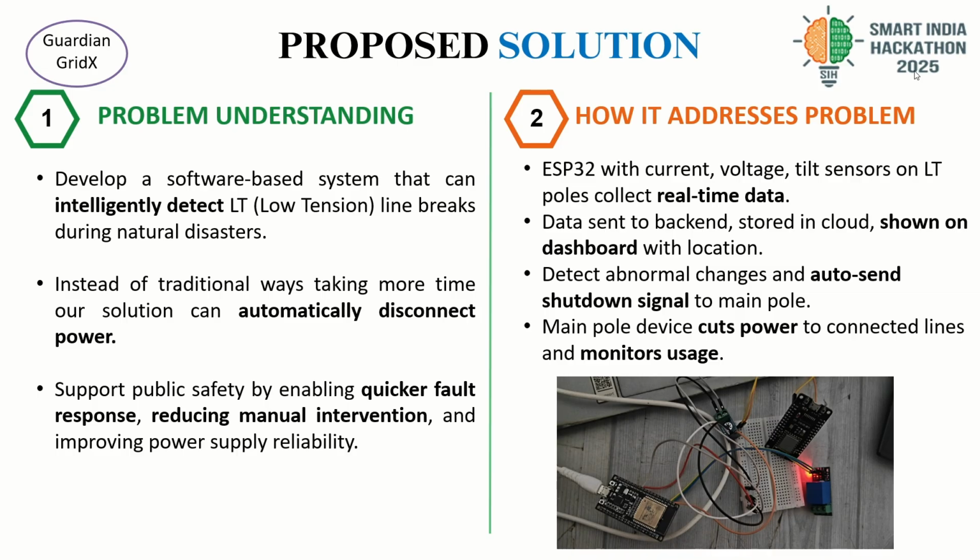Also, when there is an issue like wire snapping or the pole falling, the fluctuation in the current rating and voltage rating can alert the system on the front end, as well as alert the microcontroller that is connected to the nearest substation, which will turn off the power using a relay switch.